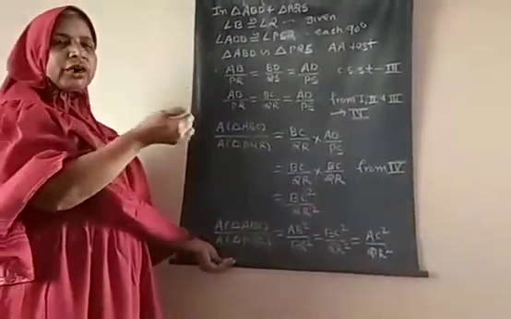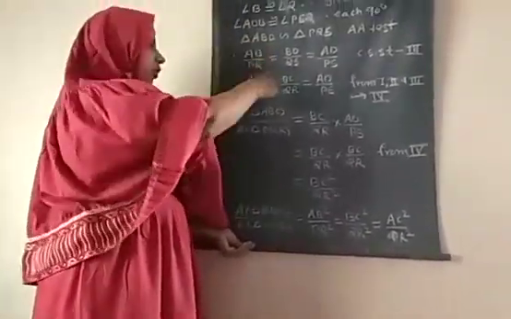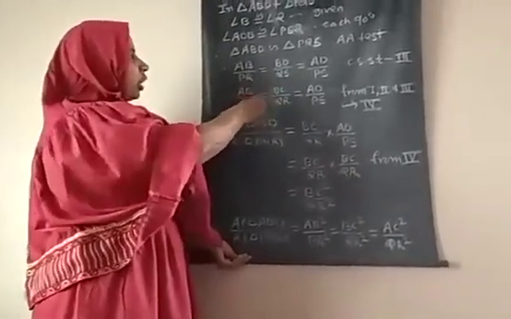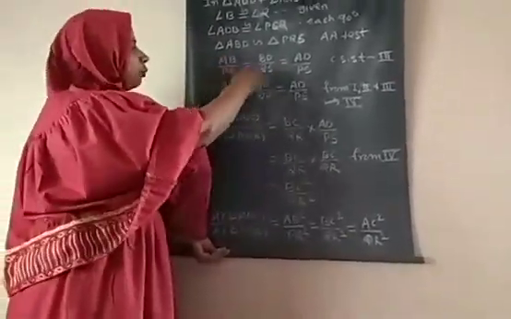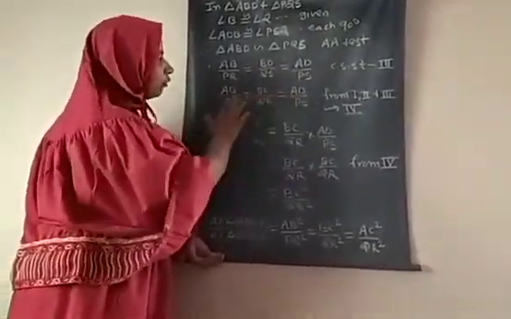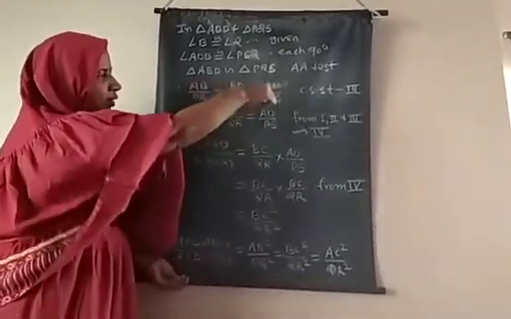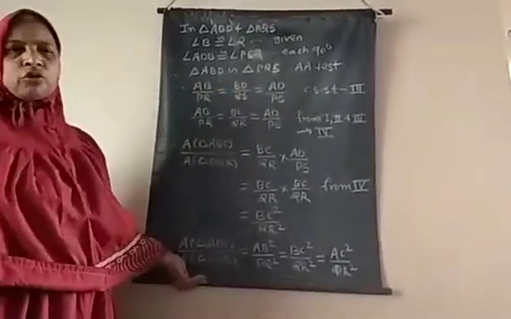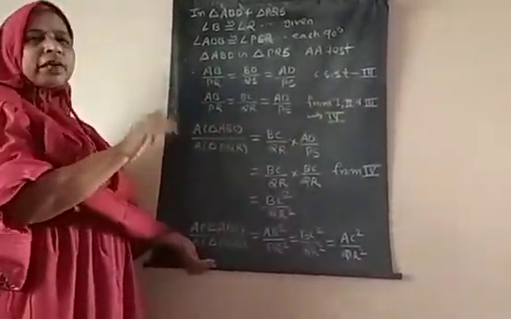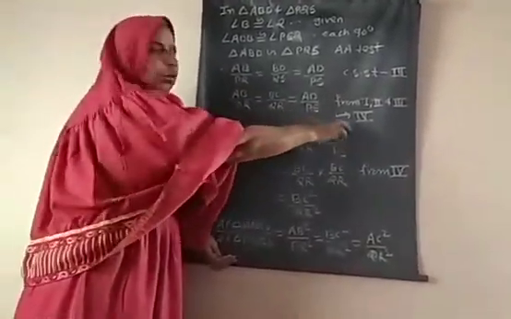So from equations 1, 2 and 3, AB upon PQ in the first ratio is equal to BC upon QR, from the first ratio only. And in the third ratio, AB upon PQ is equal to AD upon PS. So these two are equal by first and third, and these two are equal by second and first. So altogether, from equations 1, 2 and 3, all the 3 ratios are equal. This is our equation number 4.